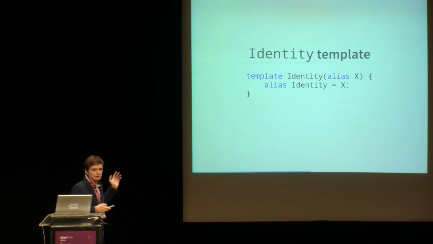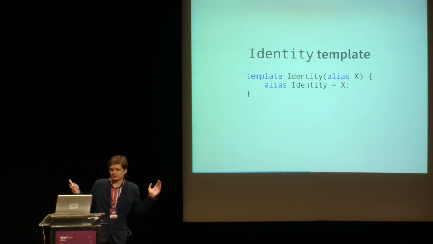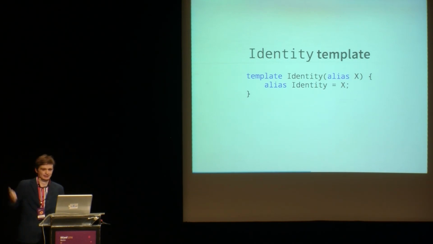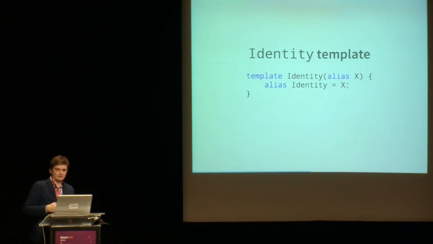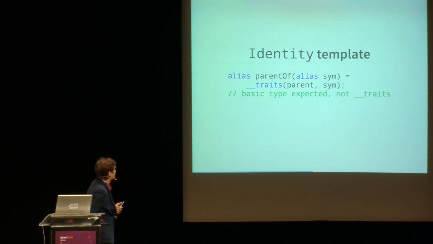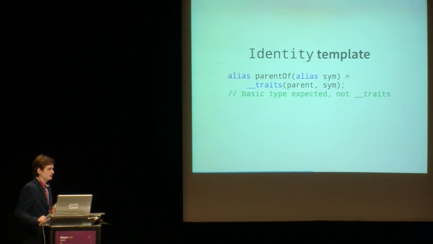You would think that this is a completely useless template. Why would you ever want a template that aliases to itself? It does absolutely nothing. Well, it turns out it has a few uses. One of these is to work around a syntactic corner case, which is when, for example, you want to take the parent of a symbol and alias it to something. And currently, the grammar does not allow you to do that. And I understand that this is currently just a bug and it will get fixed.